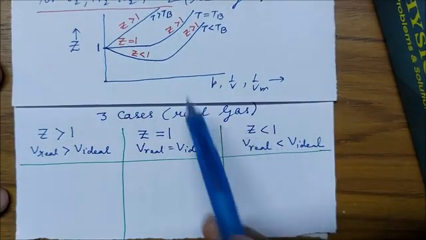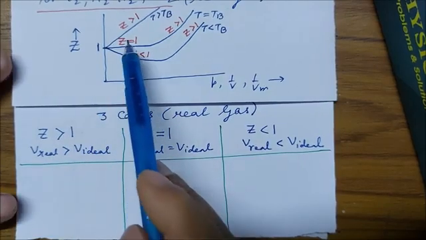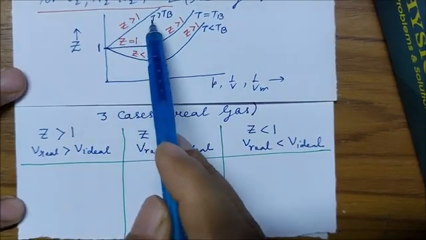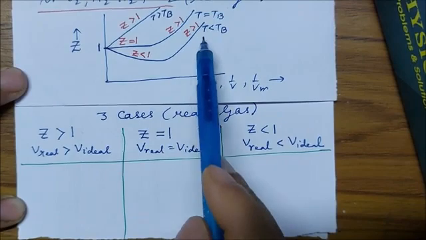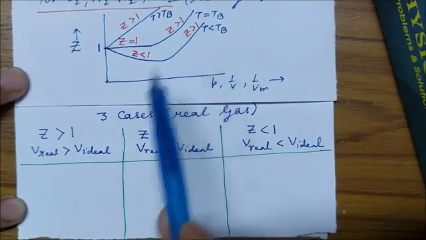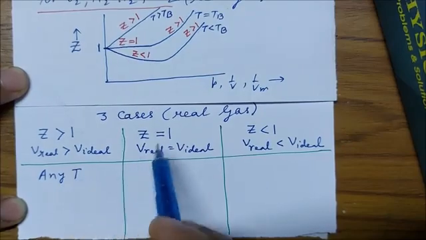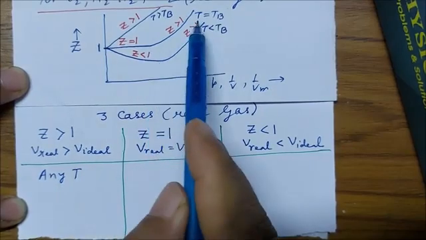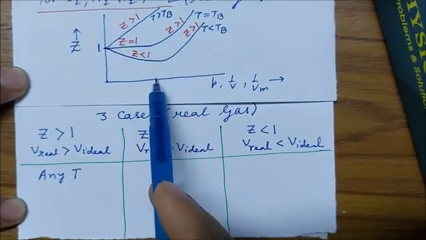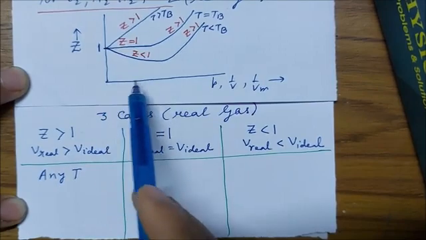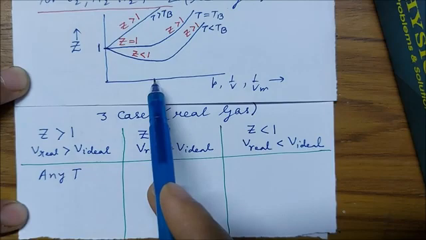Let us find from the plot when Z greater than 1 occurs. Z greater than 1 occurs for T greater than Tb, as well as for T equal to Tb, and also for T less than Tb. So it can occur for any T. Z equal to 1 occurs only for T equal to Tb up to this amount of pressure, that is in a certain range of pressure decided by the nature of the real gas.